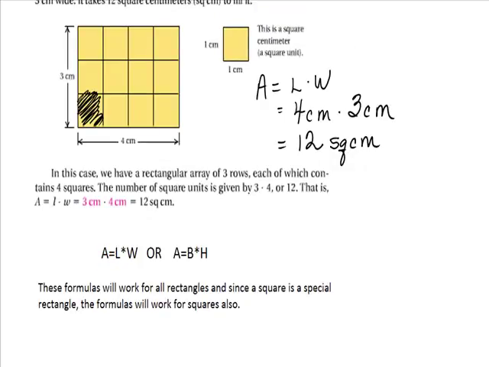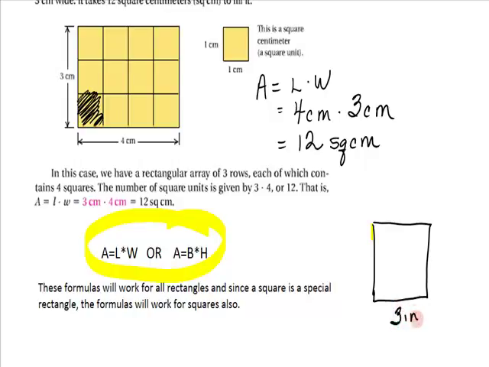And right here, you might want to write this down in your notes. Area equals length times width, or area equals base times height. These formulas will work for all rectangles. And since a square is a special rectangle, the formulas will work for squares also. A square is a rectangle whose base and height, or length and width, are the same.